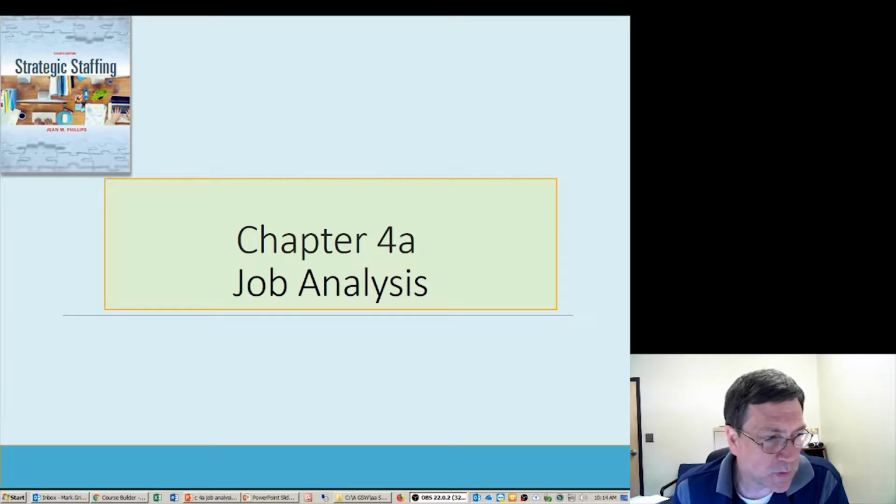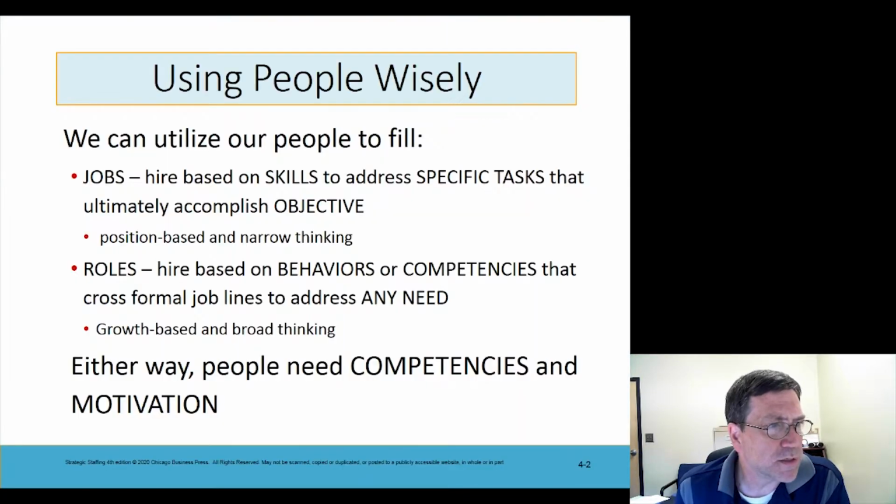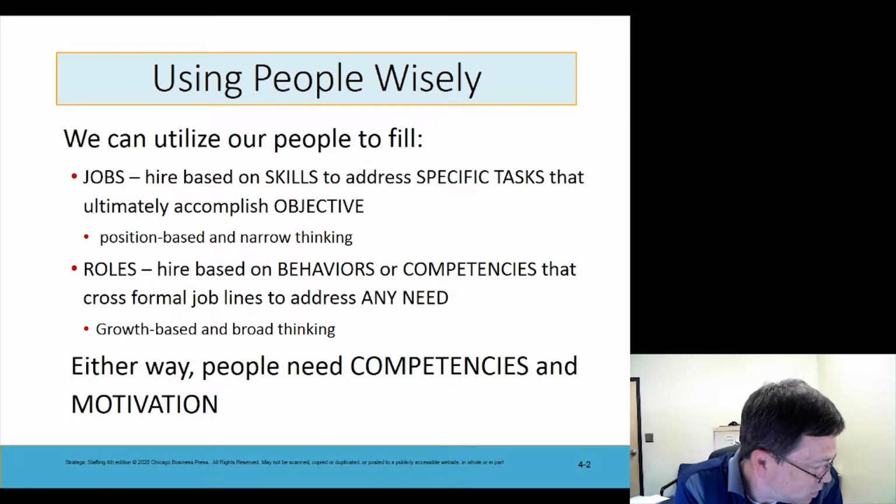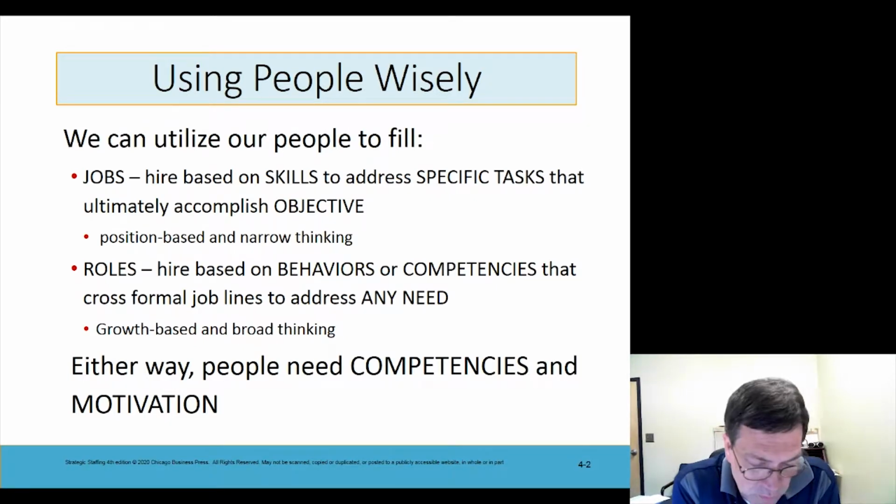So let's take a look at this particular chapter and talk about the process of doing a job analysis, which is, again, the process of studying a job to be able to make decisions about that job. First thing let's look at is that we have to approach filling our jobs and hiring people from one of two perspectives, and that goes to what we're looking for when we hire people. We can either hire people to fill jobs or utilize our people to fill roles, which is really looking at a specific function within the organization.